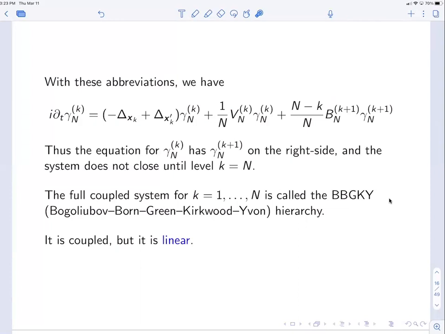All right, so the equation for gamma n k, we see it's linear, but it is coupled. So on the right-hand side there is gamma n k plus 1 in the equation for gamma k. So if you write the equation for gamma 1, then it has gamma 2 on the right side, and then the equation for gamma 2 has gamma 3 on the right side. And the system does not close until you reach k equals n, and then n is the thing that is being sent to infinity. So this full coupled system for all k's is called the BBGKY hierarchy after these physicists. So it's coupled, but it is linear.